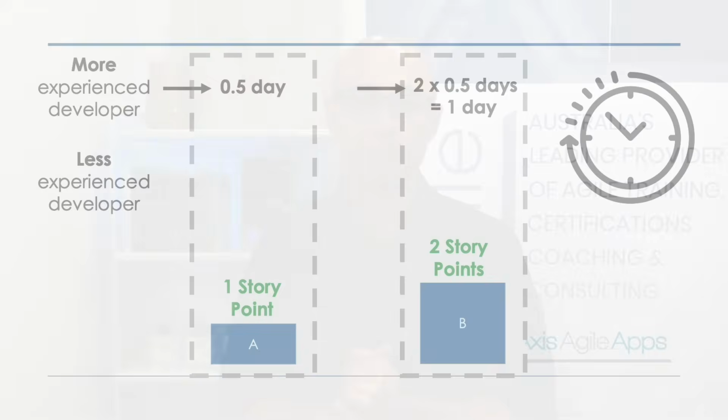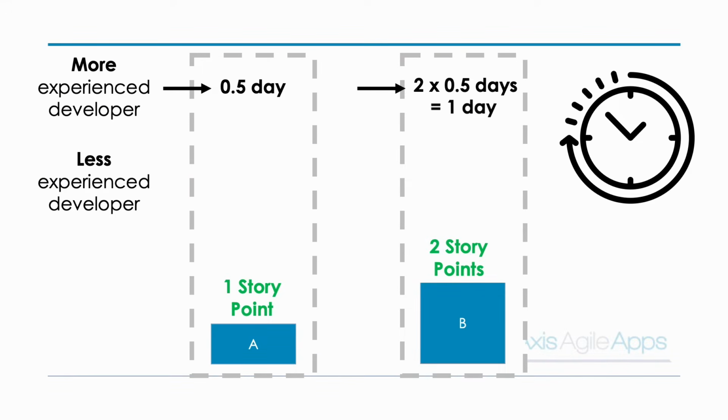Now, on the other hand, if we were to ask the same question to the less experienced developer, they might say product backlog item A is going to take them 2 days. It takes more time because, again, they have less experience. So if A is going to take them 2 days, B will take them 4 days, twice the amount of effort. So the time is very different depending on who does the work, but the story points remain the same. Both agree that product backlog item B is twice the amount of product backlog item A.